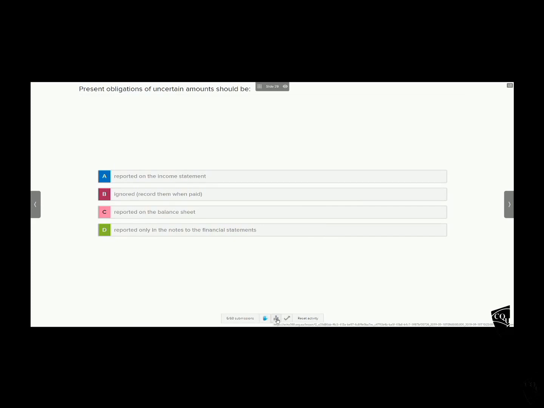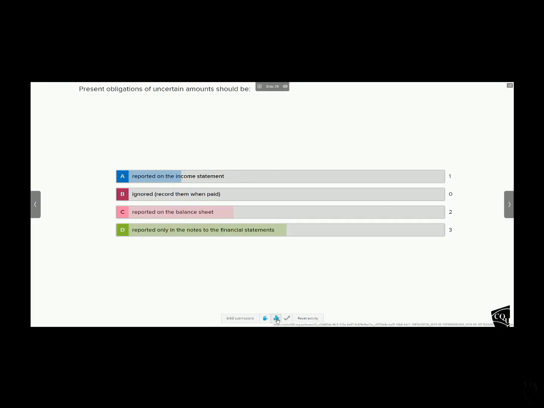Next one, 6. Okay, who have we got? Oh, we've got a real scatter here. Interesting. Let's have a look at the answer. The answer is C. In fact, we haven't got a minority of C, but it's certainly not the majority. 3 have gone for D.